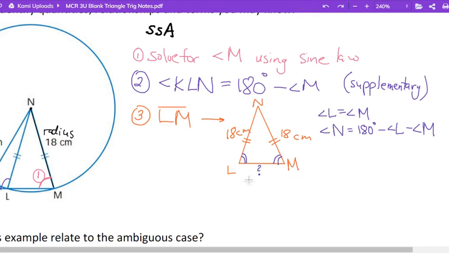Okay. All right. And then can I find the length, LM? Absolutely. Which law should I use? Yeah, great. Yeah, because it's easier, right? Could I use cosine? I could, right? But it's because I have all the information. Find LM using sine law. And this is the length of the chord.